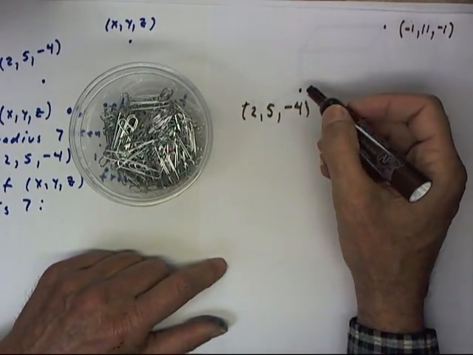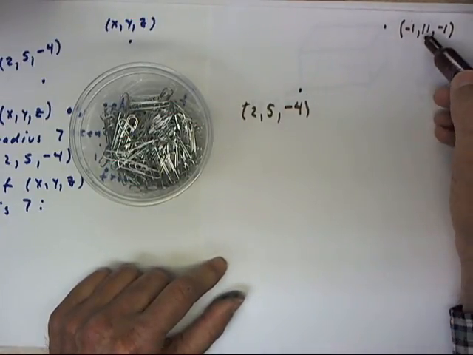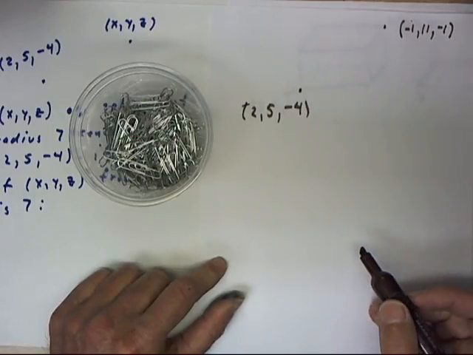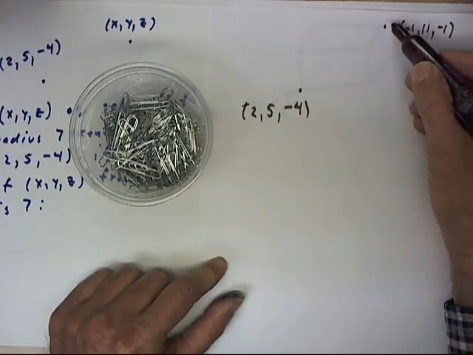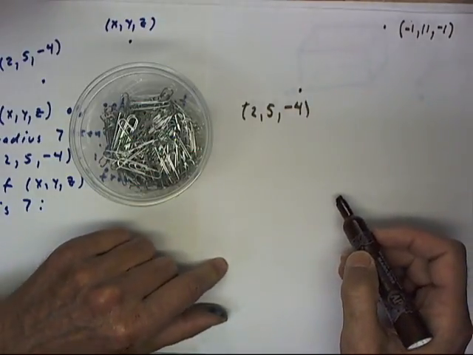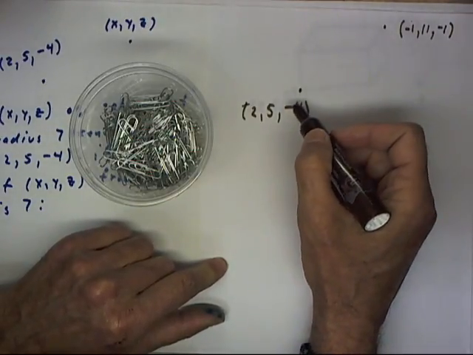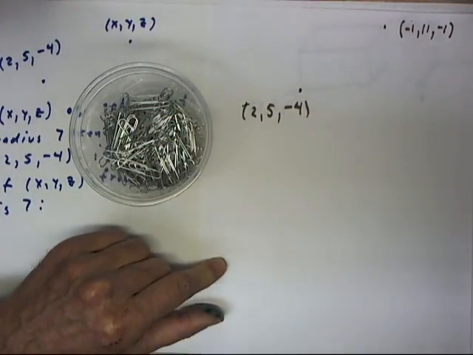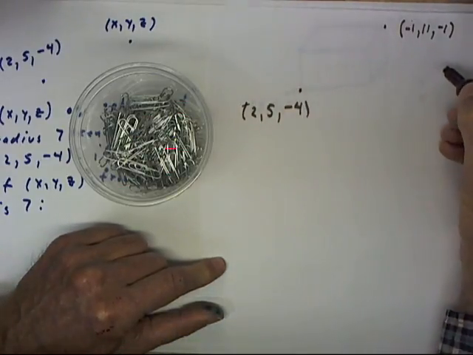I start with the point 2, 5, negative 4 and the point negative 1, 11, negative 1 in three-dimensional space. We want to draw a picture that indicates how these points are related. So I'm going to note that from 5 to 11 is a distance of 6, a displacement of 6. We have to go plus 6 units to get there.